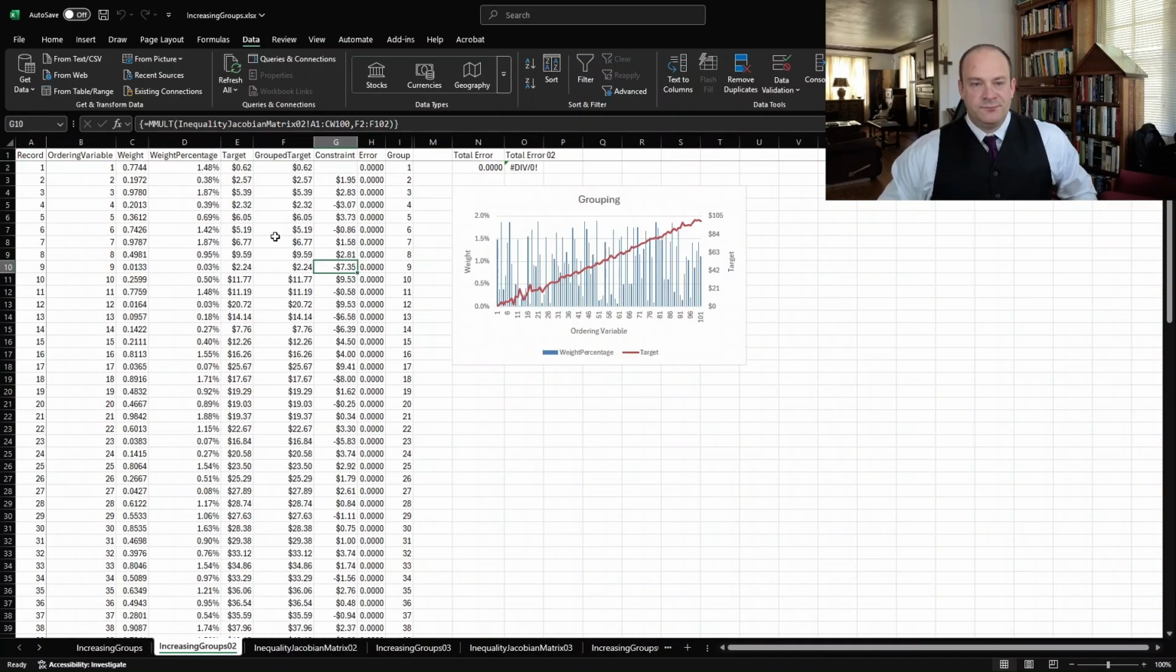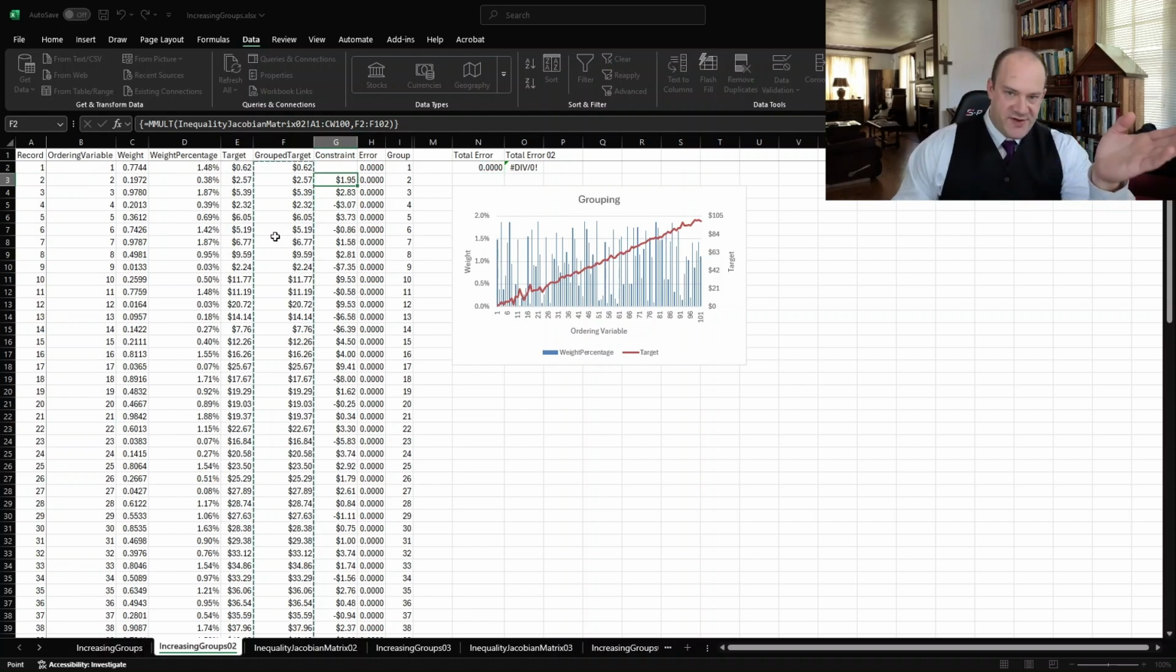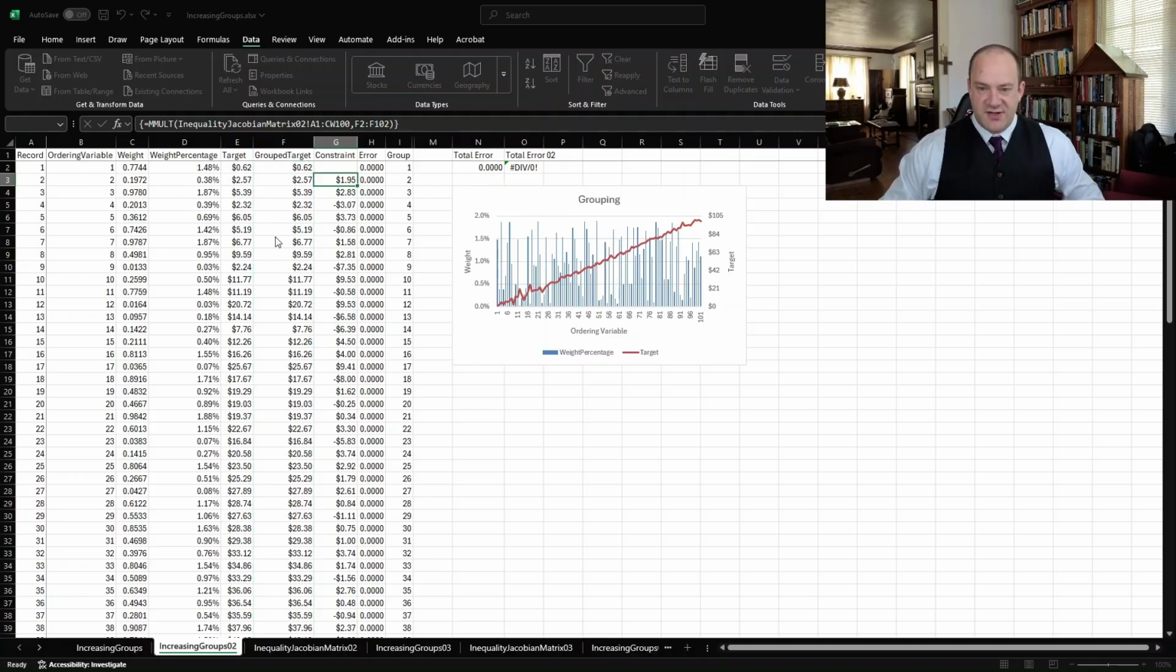Okay, so what we've done here is, instead of incorporating the constraints directly into Solver as we did in the previous tab, if you look here, what have we done? We have the same objective function, the sum of squared errors. But now what are we doing? Well, we're changing our grouping targets as we did previously, but now our constraints are, hey, look, just make all these guys greater than or equal to 0.